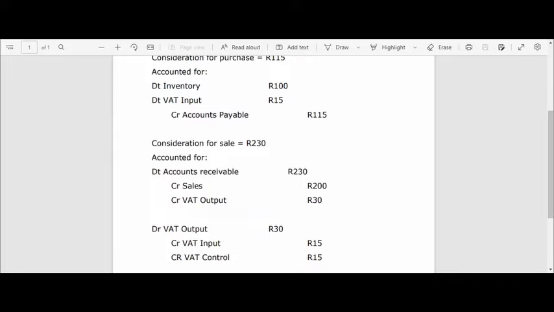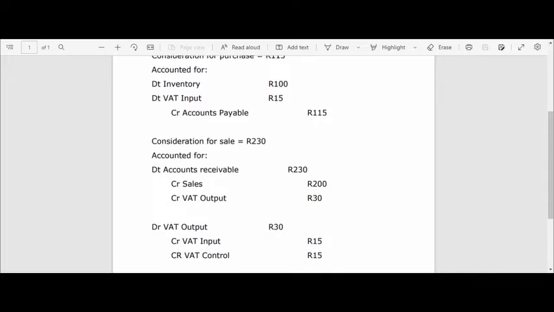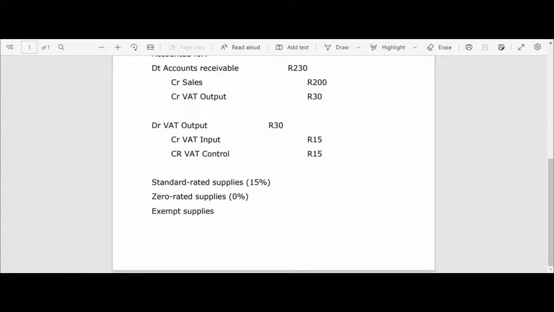Ladies and gentlemen, I just want to fine tune this a little bit. I think the only things that I've just added there, we've discussed this last week already. Standard rated supplies are at 15%, zero rated supplies such as fresh fruit and vegetables. Exempt supplies, things like residential housing, where the supplier is not allowed to raise output tax on it, but they're also not allowed to claim back the input tax. Whereas in the case of a zero rated supply, they are allowed to claim back the input tax.